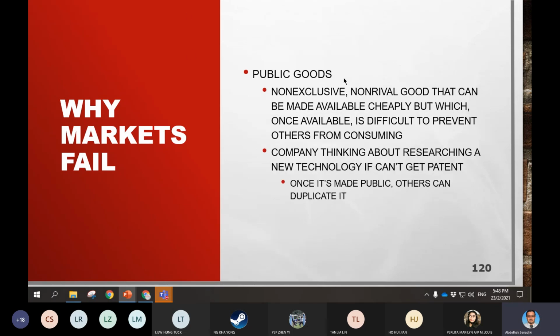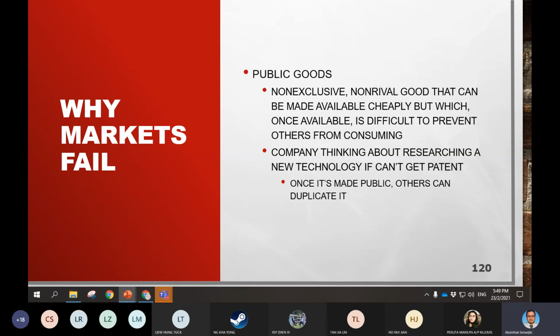And we have public goods. Public goods means that no one is excluded from using this good. It is a non-exclusive good that can be made available cheaply, but once available it is difficult to prevent others from consuming it. I'll give you an example. For example, a park. Once the park is opened free of charge, you cannot say, oh, you are not paying tax, you cannot go and enjoy. Or, you are paying tax, so everyone can.